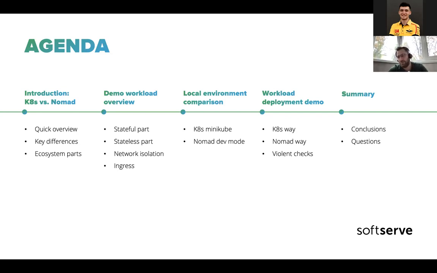Okay, we are going to do really simple things. We decided to concentrate our efforts on a workload environment, some demo workload, and do this in comparison with each other. Like, what if we want to deploy the same workload to Kubernetes and to Nomad? How easy is it? So let's start with a quick overview, and then we introduce this workload and local environment and how to deploy it.